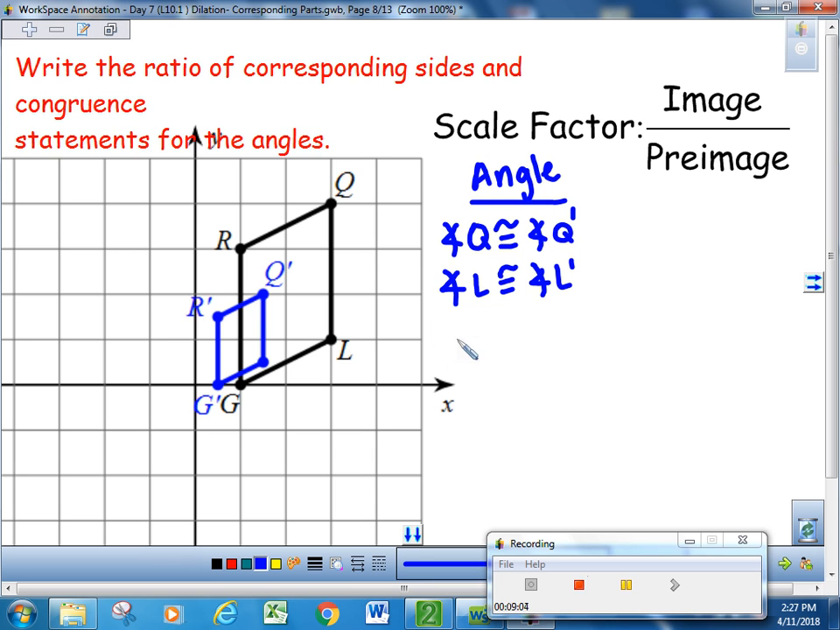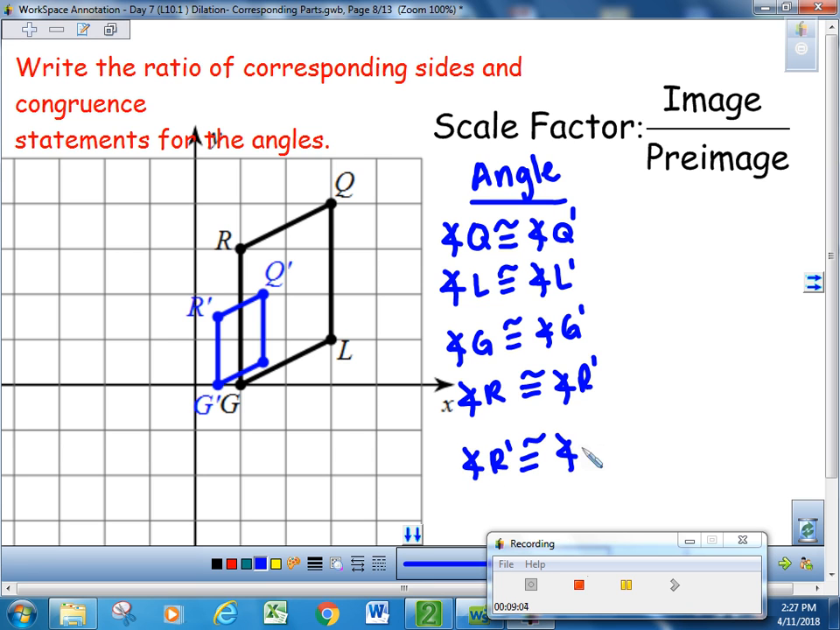We have angle G is congruent to angle G prime, and angle R is congruent to angle R prime. Does it matter if I write it up like this, how I did, or what if on the last one I wrote angle R prime is congruent to angle R? Can I write it like that as well? Yes, you can. I just pick a way and I'm just consistent with it.